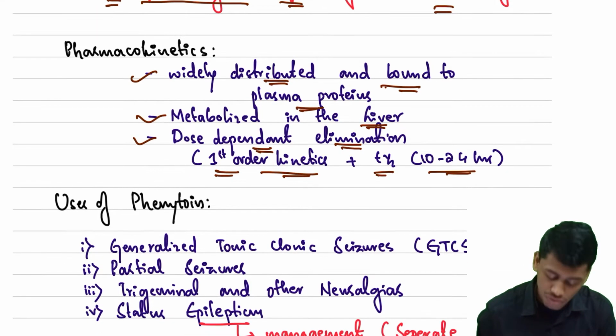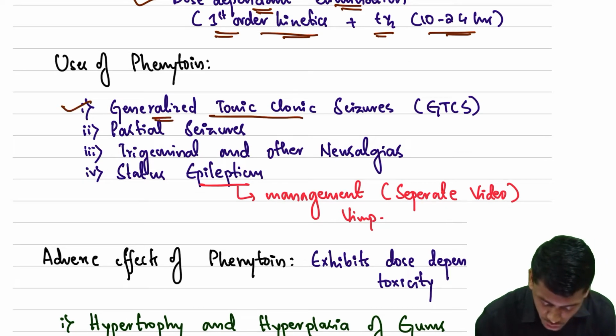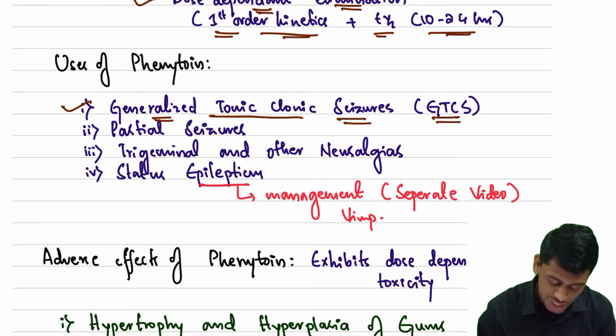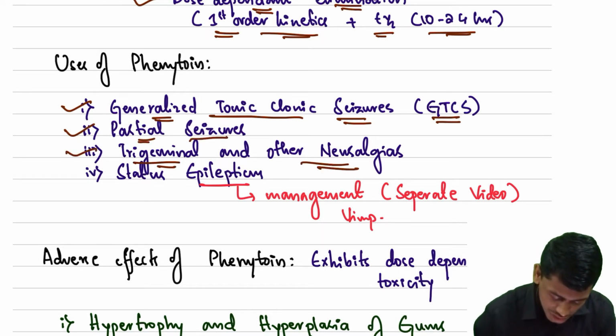Then what are all the uses of phenytoin? Phenytoin is used in generalized tonic-clonic seizures, that is GTCS. It is also helpful in partial seizures. It is helpful in trigeminal and other neuralgias. Then it is also helpful in status epilepticus.